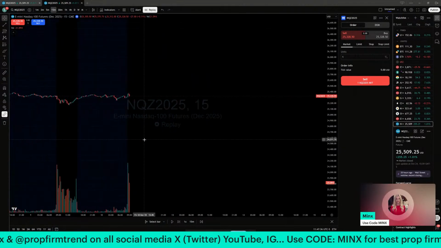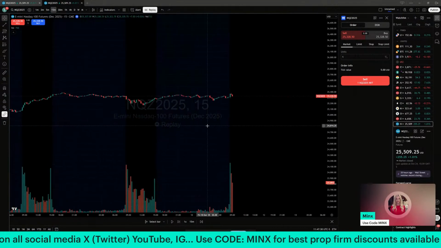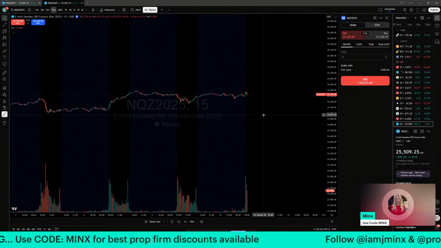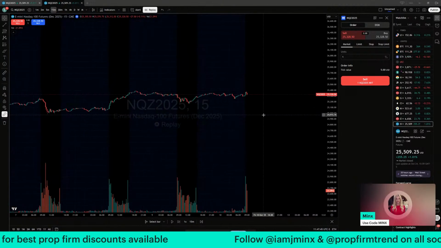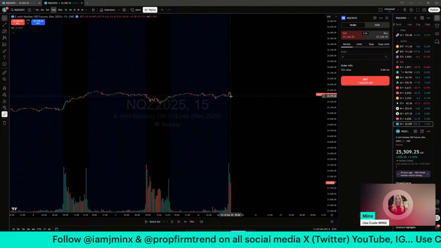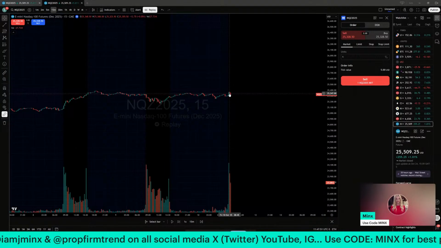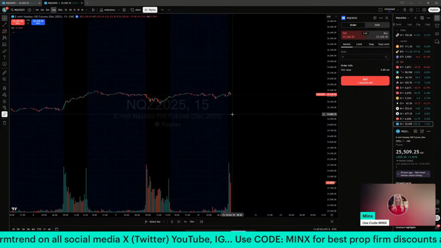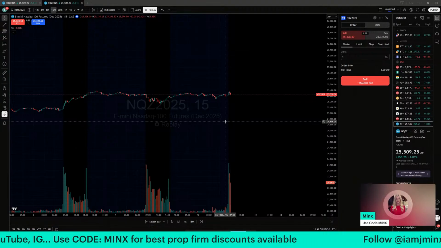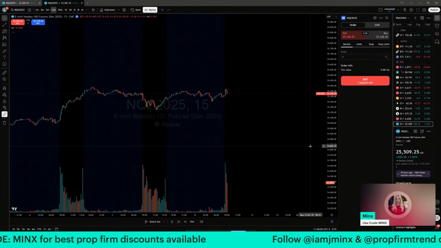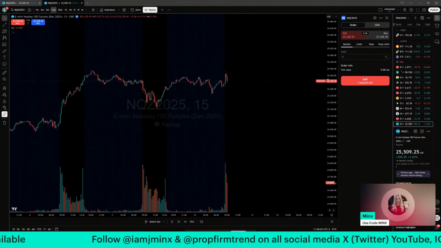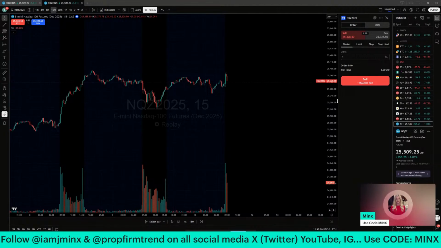All right, so this is TradingView, and the reason I'm showing you this specific day is to show you why not only sizing matters, but having a stop loss matters. Remember back on October 10th when we had a huge drop? So this right here is NQ. Remember I said that for every dollar that it moves, it's $20.